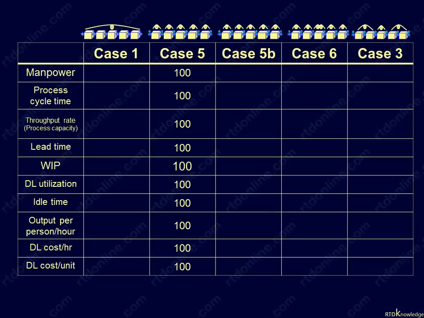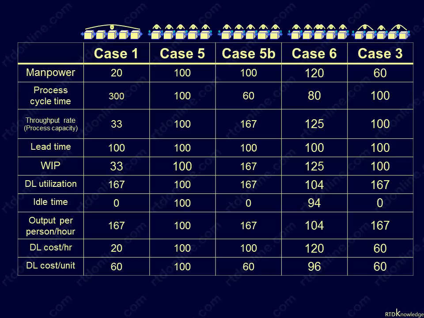Suppose we make our original Case 5 the base case and index all its metrics as 100. The base case is the situation before any improvement or changes in the process. Let's then index the other processes relative to our base case. With these index benchmarks, we can easily compare process performance and results.